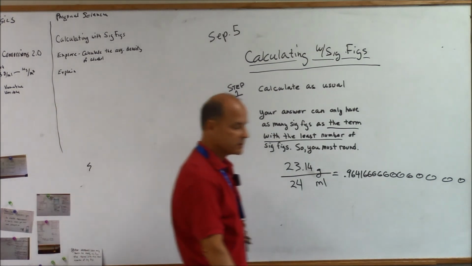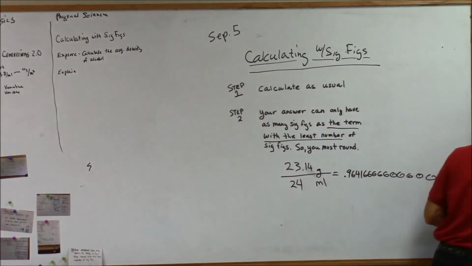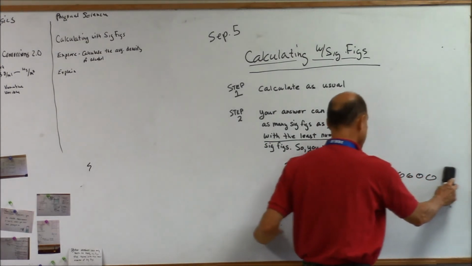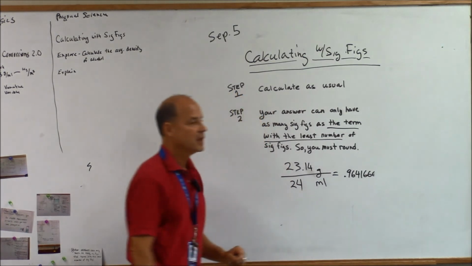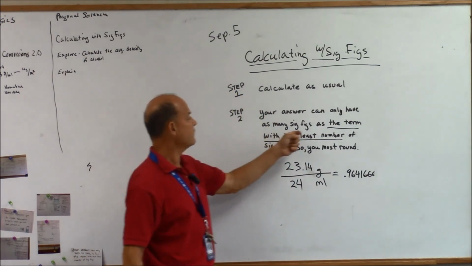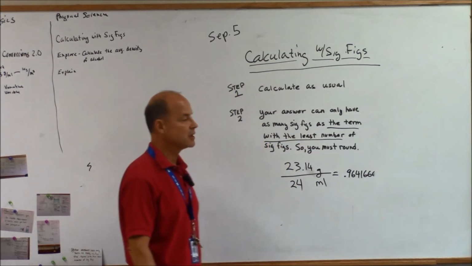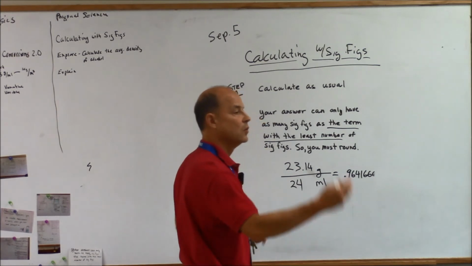All right? So we know we're not going to have any of these over here. Somewhere we have to stop, right? And the rule is you can only have as many sig figs as the term with the least number of sig figs. Let's take this one step at a time.